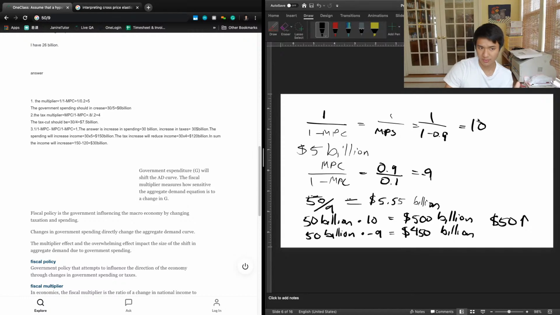We said we wanted to increase demand by $50 billion. We want to divide it by our multiplier. 50 divided by 10 gives us $5 billion in spending. So we're on the same page there.